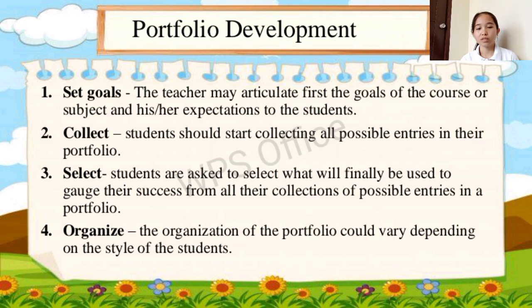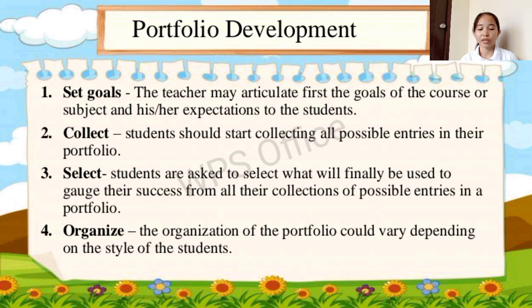And number two is collect. Students should start collecting all possible entries in their portfolio. So we are now down to the collection of all the works needed or entries for the portfolio making. And next is select. Students are asked to select what will finally be used to gauge their success from all their collection of possible entries. So after collecting, we are now going to select the entries needed in making the portfolio.